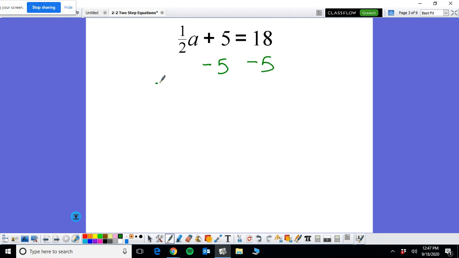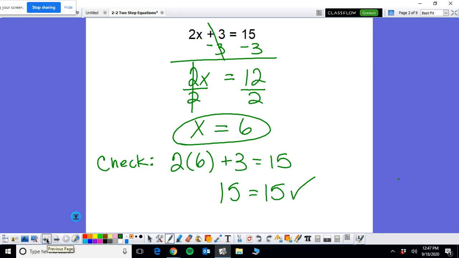That's quick and easy. Take away 5 from each side. We end up with 1 half a, the 5 dropping, equals 13. Now we have a fraction, and it's right in front of a letter. If you go back, it looks very similar to this. And in fact, it is.